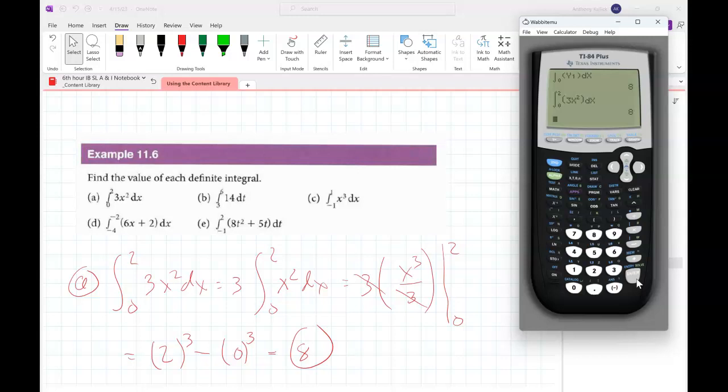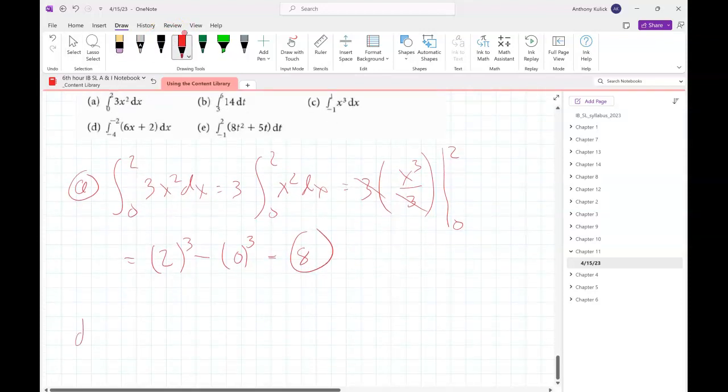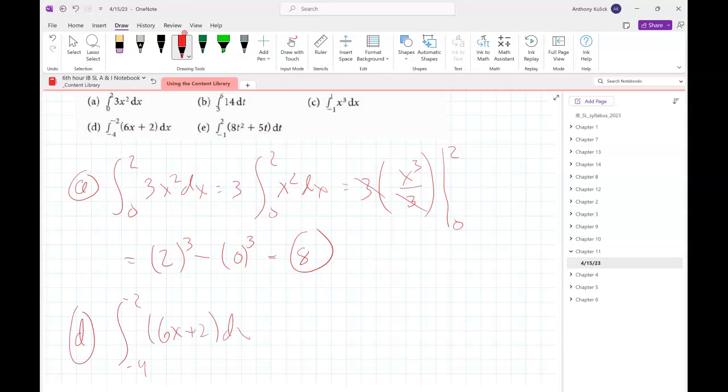All right, how are you guys feeling here? So far, so good? Let's skip ahead. Let's do D, and then we'll do the next set of examples or talk about the next idea here.